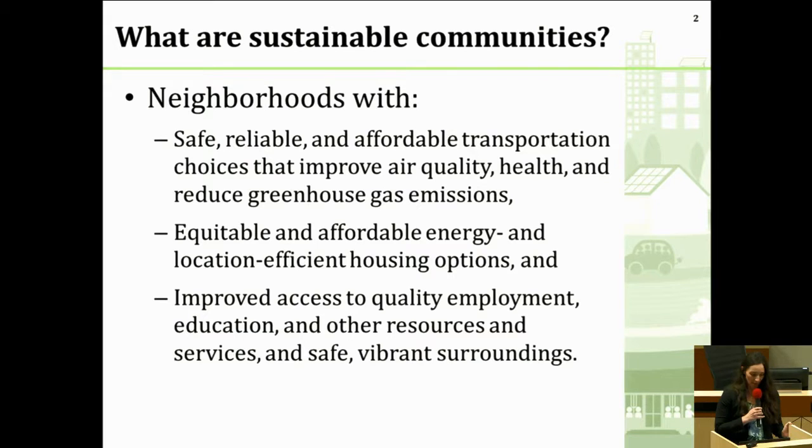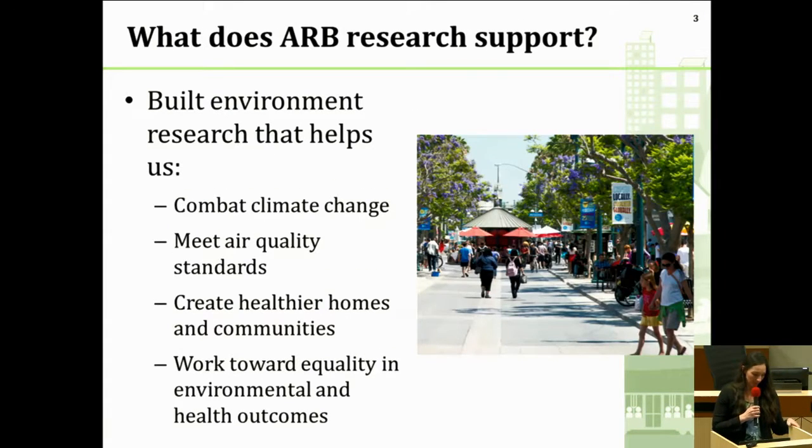They're neighborhoods with equitable and affordable energy and location-efficient housing options. And they're neighborhoods with improved access to quality employment, education, and other resources and services, and safe, vibrant surroundings. Specifically related to our research program, we support built environment research that helps us combat climate change, meet air quality standards, create healthier homes and communities, and work toward equality in environmental and health outcomes.